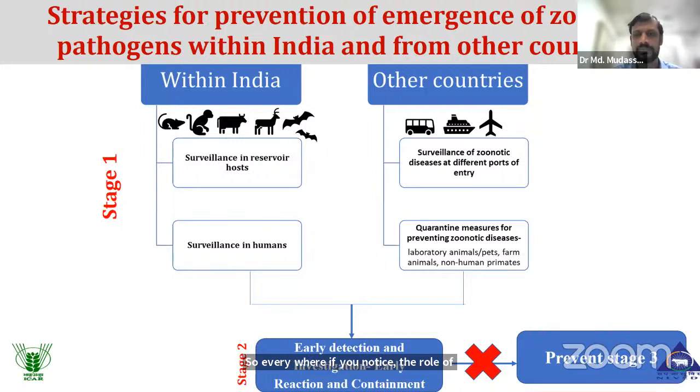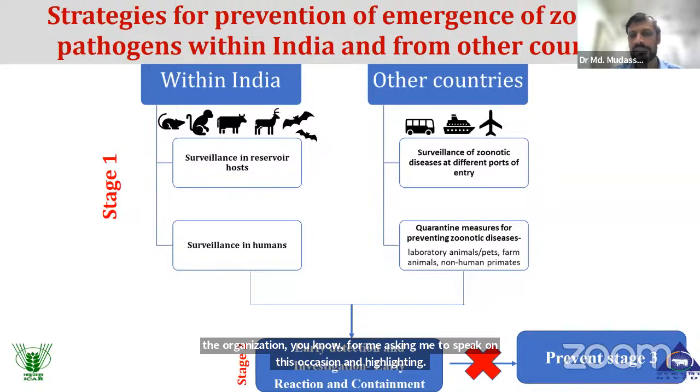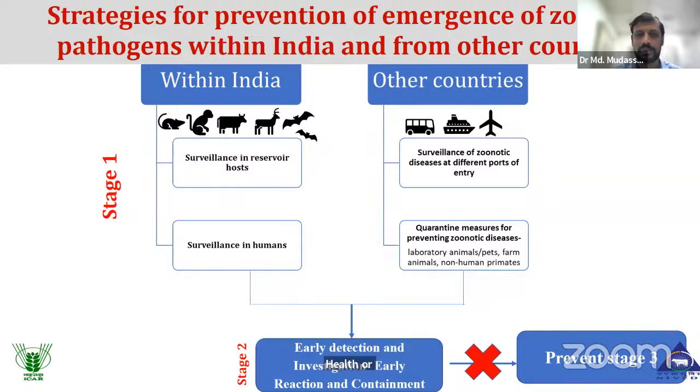I'm thankful to the organizers for asking me to speak on this occasion and highlighting the importance of veterinarians in One Health and zoonotic diseases. The previous speaker highlighted that veterinarians are important not only for One Health or zoonosis, but also from a food security point of view. There are many places where veterinarians are playing a role, and they will continue playing that role. And definitely we need to see that we are contributing to this aspect.